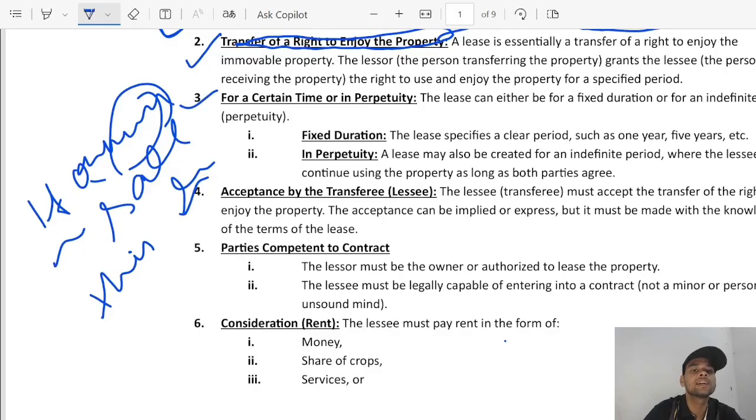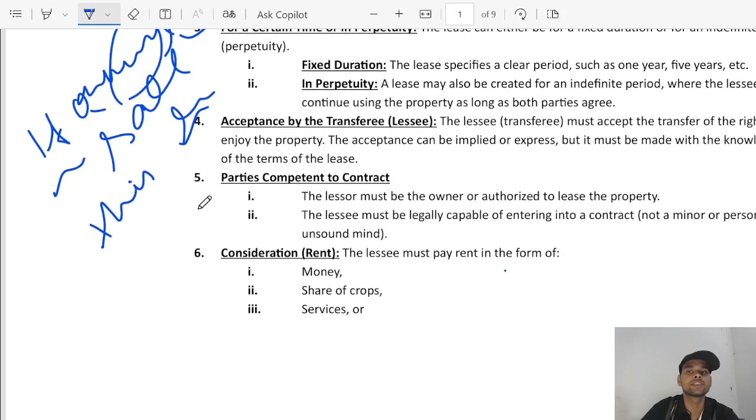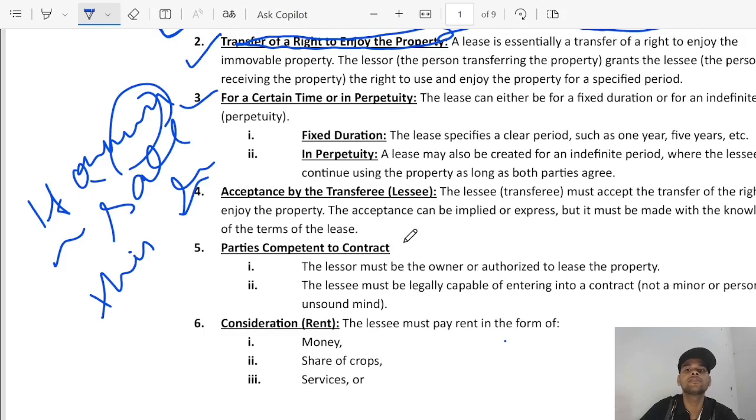Third is for a certain time or in perpetuity. The lease can either be for a fixed duration or for an indefinite period of time. Here, fixed duration means it may be for 11 months. It may also be for 5 years, 2 years, 3 years. That is the fixed duration. Or in perpetuity, in indefinite time, means that there is not any fixed time.